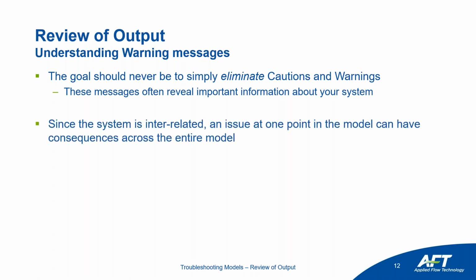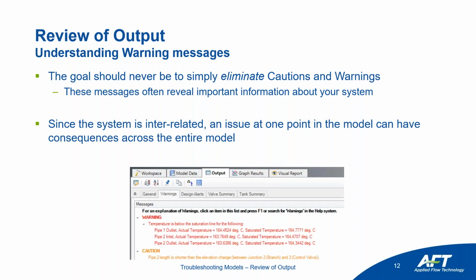So if we look at some examples, skip ahead a little bit. At the bottom, we have warnings and cautions from an AFT Arrow model. The lower one is a caution. So the pipe 2 length is shorter than the elevation change between the junctions that it's connected to. Essentially, it's saying that it can't bridge the gap between the elevation that you've specified, but mathematically, it can still figure out the change in pressure due to that change in elevation.